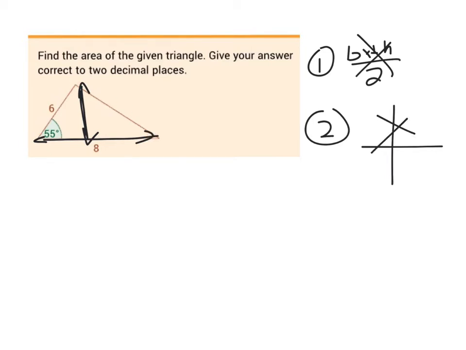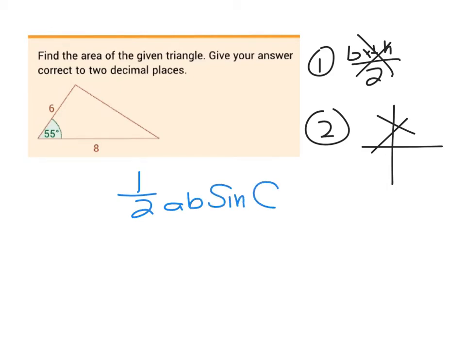So I am left with the third way, which is the trig way, half AB sine C. The A and the B stand for sides and the C is an angle. And remember, it has to be the angle in between. So I'm going to refer to it as: there are the two sides and that's the angle in between. So it is half AB, and it doesn't matter which I call A and which I call B.